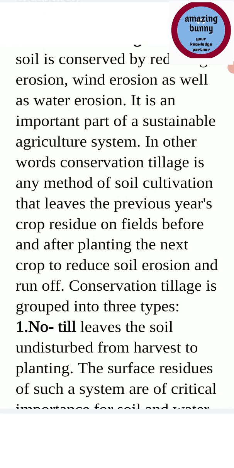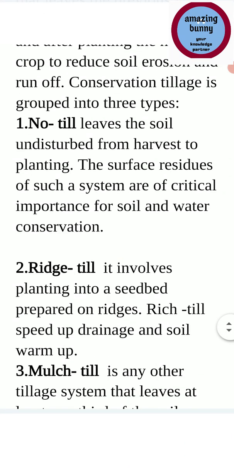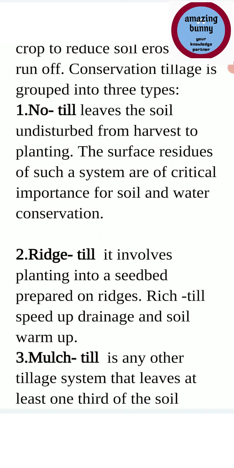So conservation tillage is grouped into three types. No-till, which leaves the soil undisturbed from harvest to planting. The surface residues of such a system are of critical importance for soil and water conservation.